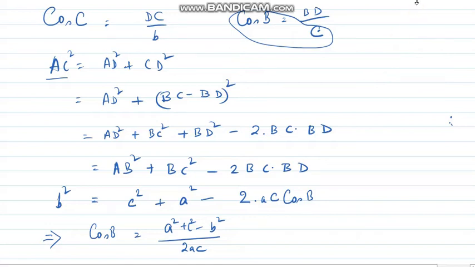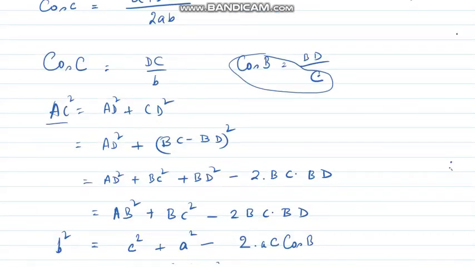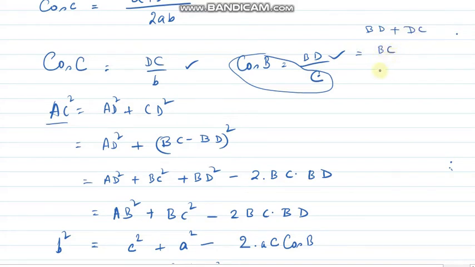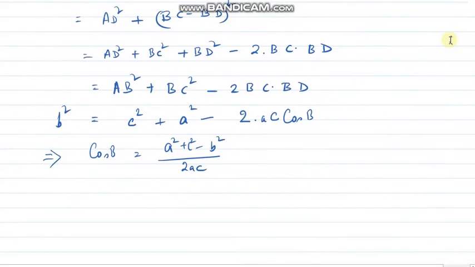So further, if you proceed from these two, if I add BD plus DC, BD plus DC will be equal to BC. And if I put the values, that will be equal to B cos C plus C cos B, and my BC is equal to A. This is known as the projection formulas.